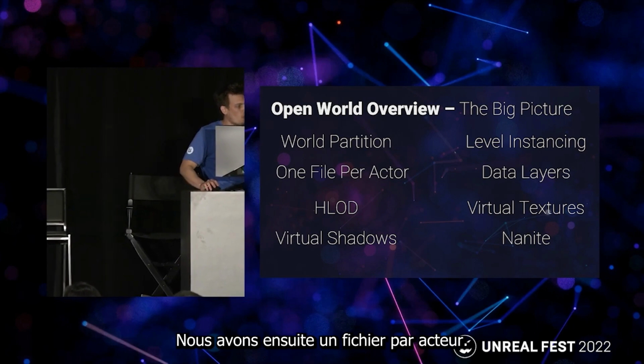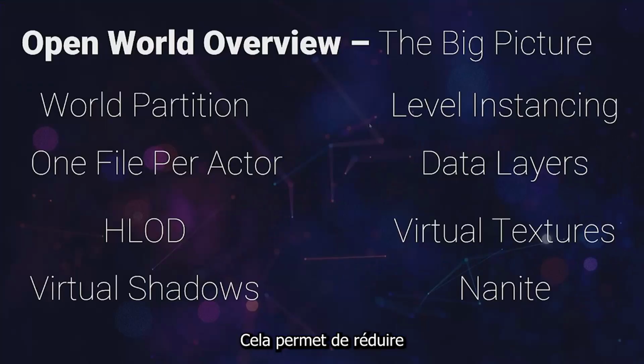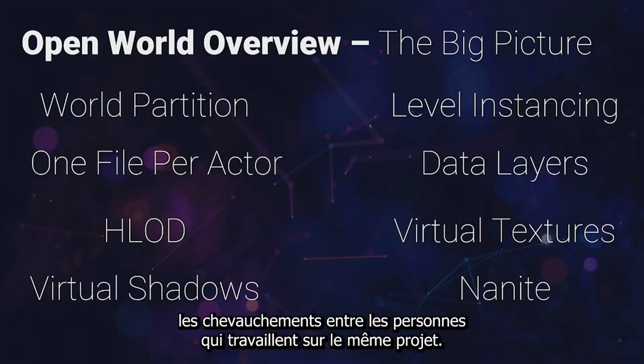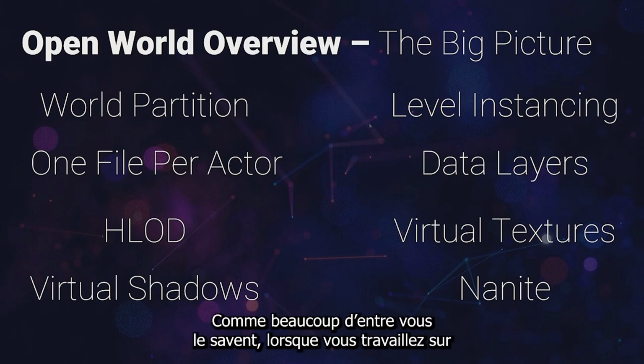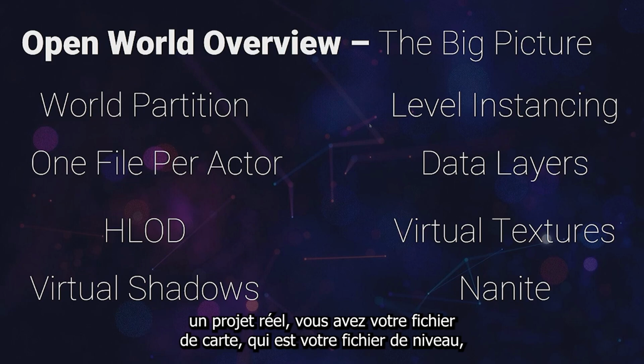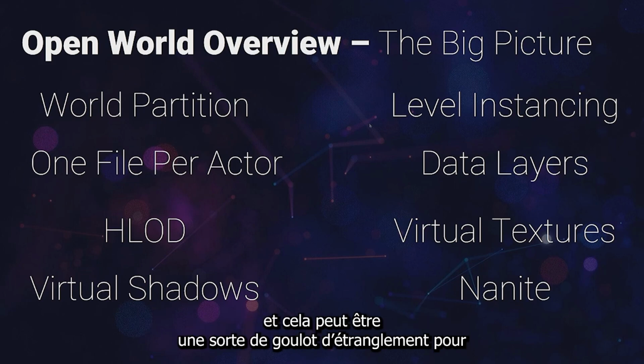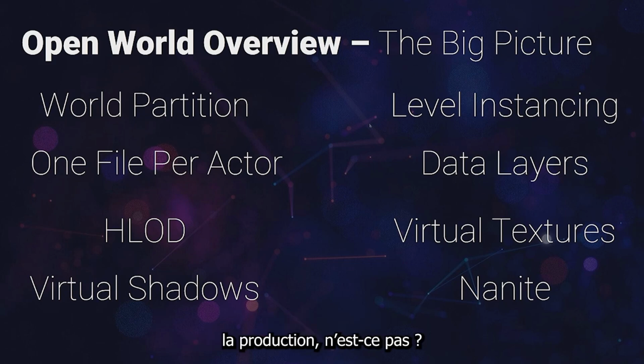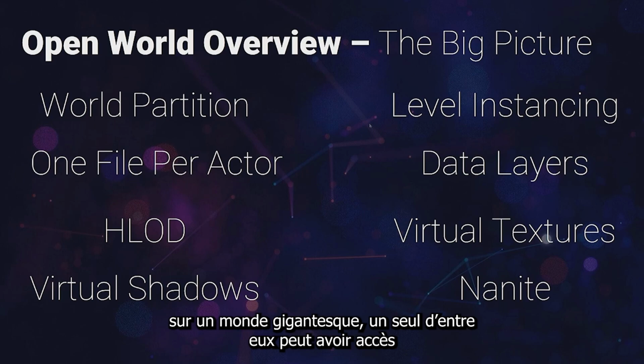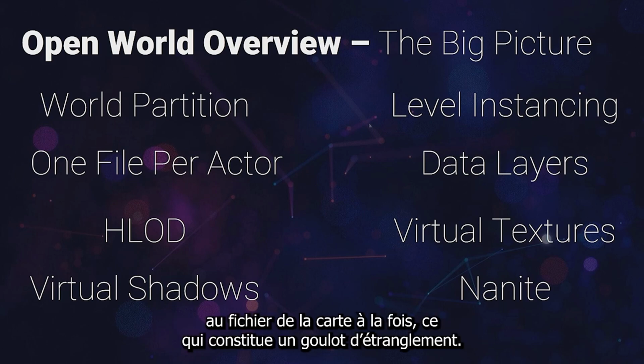We then have our one file per actor. What this is for is to help reduce the overlap between people who are working on the same project. As many of you know, when you're working on an Unreal project, you have the UMap file, which is your level file. And this can be kind of a production bottleneck, right? When you have multiple artists working on a massive world, only one artist can have that UMap file checked out at one time, and this presents a bottleneck.